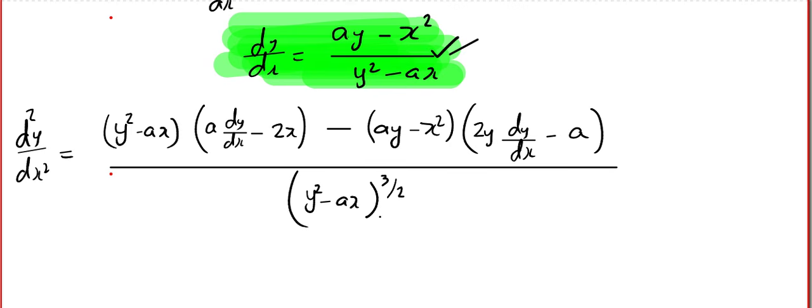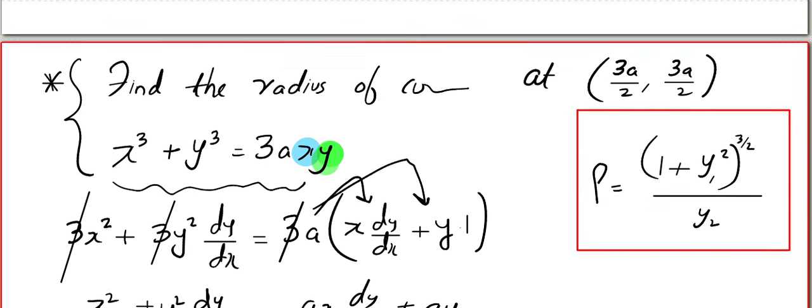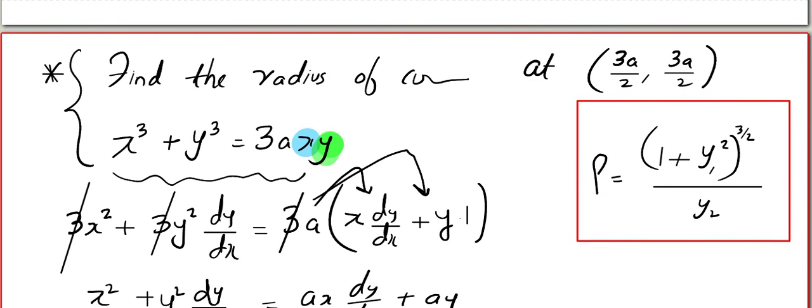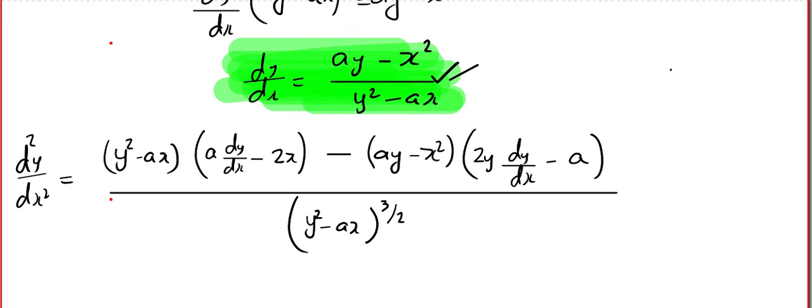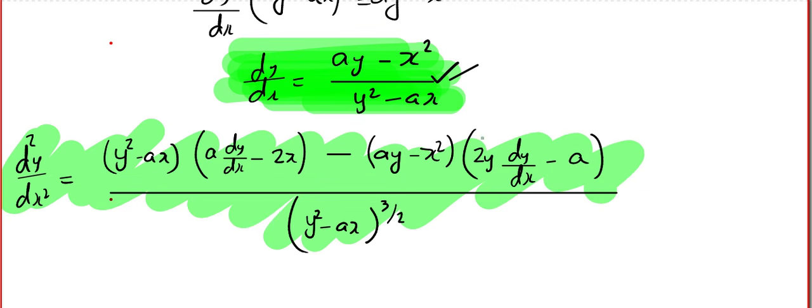One piece of advice: in this question, they didn't ask for the radius of curvature generally. They are asking you the radius of curvature at a particular point, 3a by 2, 3a by 2. And in such problems, I will ask you not to simplify this expression too much. This is enough, because we are soon going to plug in all the values. Wait a minute, I'll show you how.